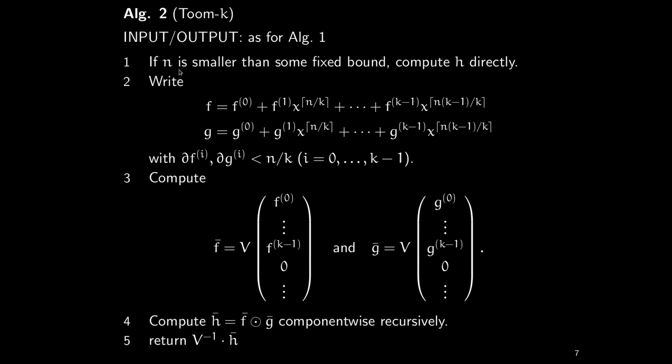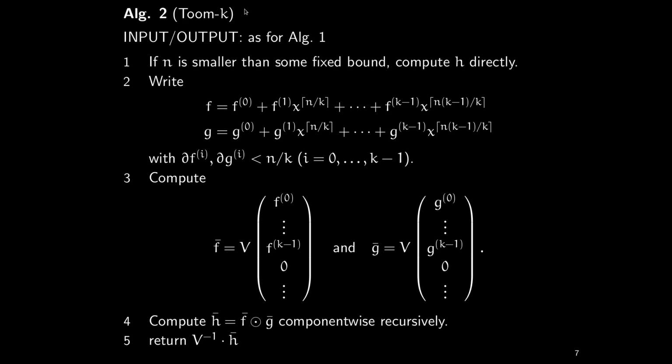Otherwise, if n is larger, then you split the two input polynomials into k pieces, as indicated here. And the k pieces all have degree n over k. And then you do what I just described. You apply v to the vector that contains these pieces. Now these are polynomials, but the entries of v are just ground field elements. Okay, but then you multiply these resulting vectors. That would be a multiplication of polynomials again, and these you do recursively.